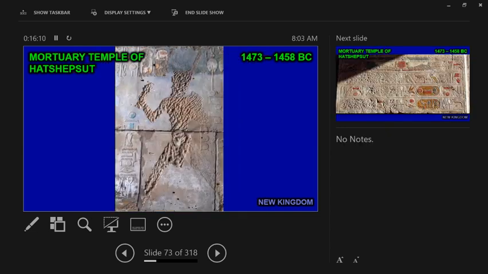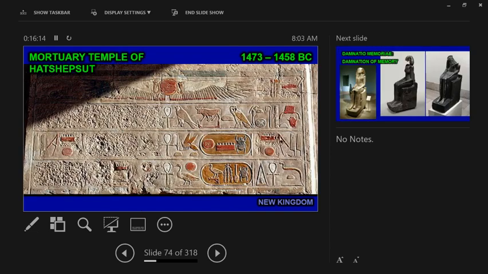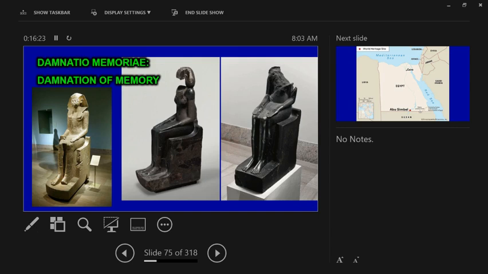Here's another one where she has been chiseled off the wall, and others where possibly her name was written and things that she did were chiseled off the wall. And then here are some artworks of Hatshepsut that were damaged. And the damnatio memoriae is the damnation of memory.